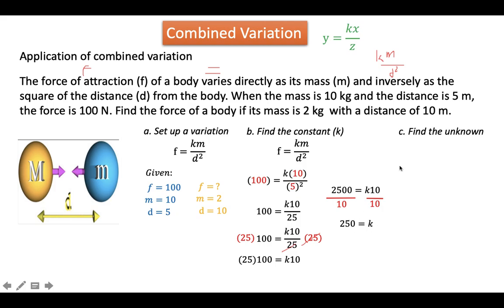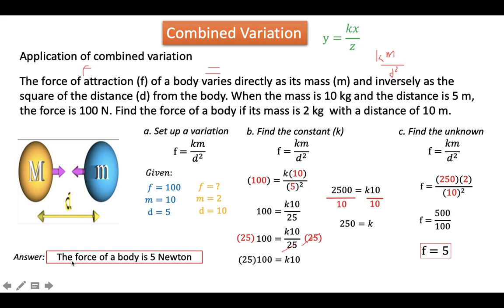And finally, to find the unknown using the same variation, replacing K by 250, M by 2, and D by 10. Then 250 times 2 is 500, 10 squared is 100. Dividing them, F is equal to 5, and that F is the force. From our question, find the force of a body if its mass is 2 kilograms with a distance of 10 meters. Our answer is the force of the body is 5 Newton.